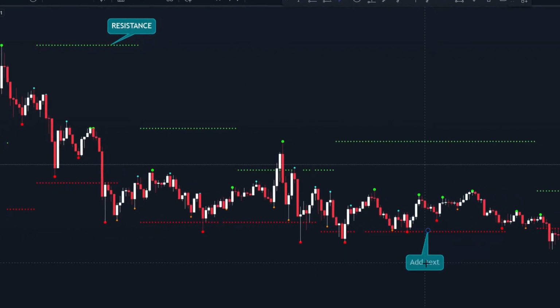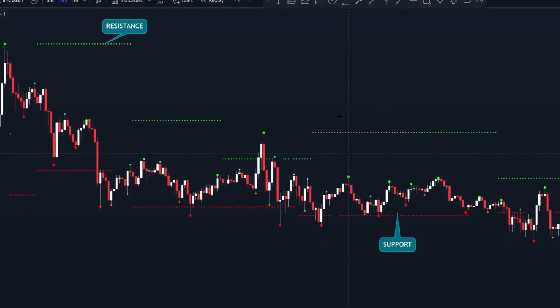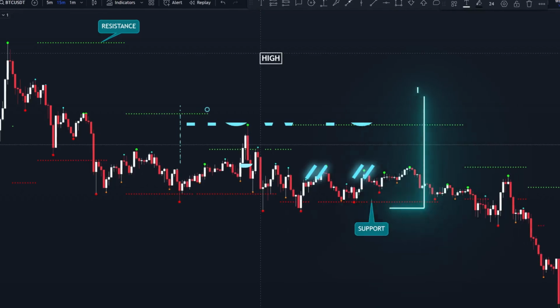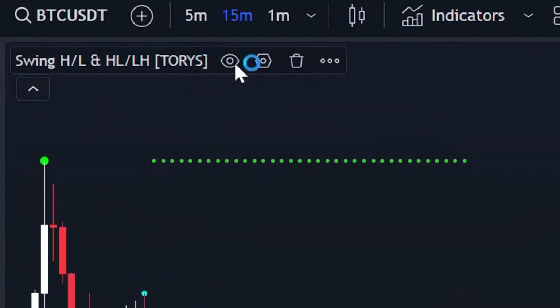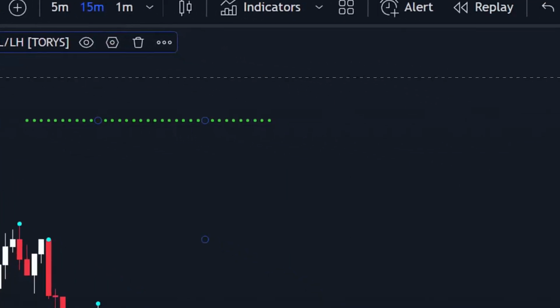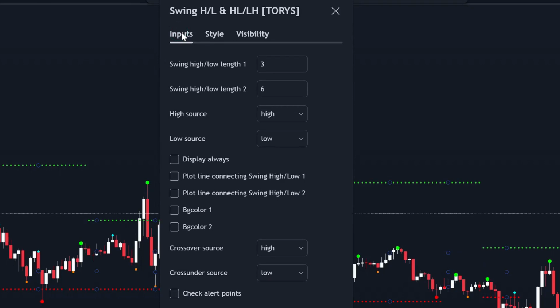Now, before we can use this swing high-low indicator effectively, we need to make a few adjustments. Don't worry, it's nothing too complicated. All you need to do is to head over to the indicator settings and look for the inputs tab. Once you're there, you'll see the length 1 option. Change that from 1 to 3. Then find length 2 and change that one from the default value to 7. As for the other parameters in the input section, they can stay at their default value.